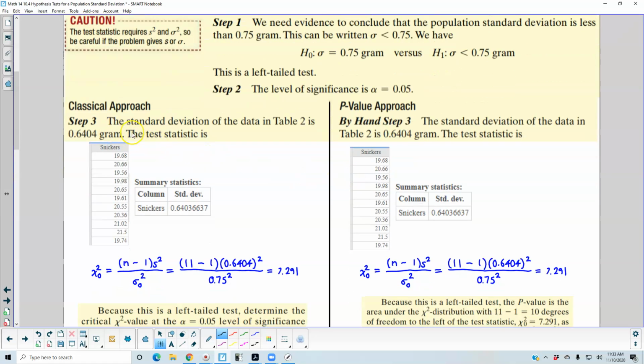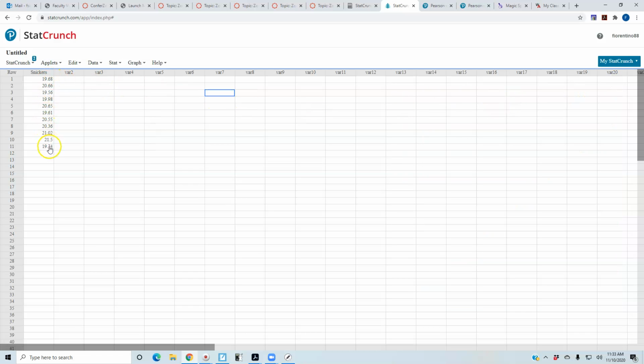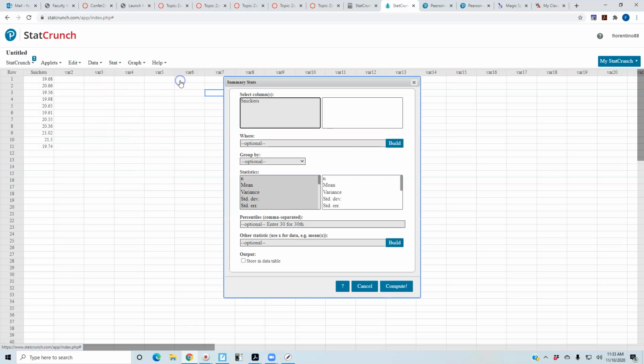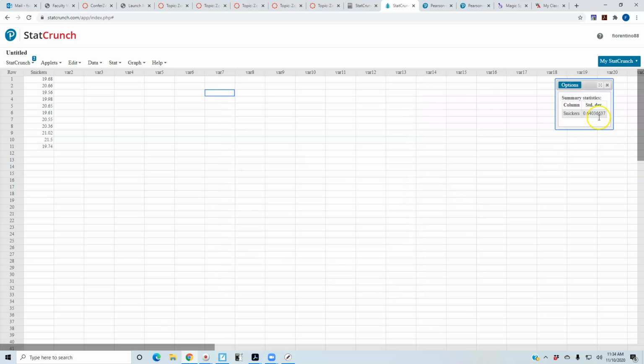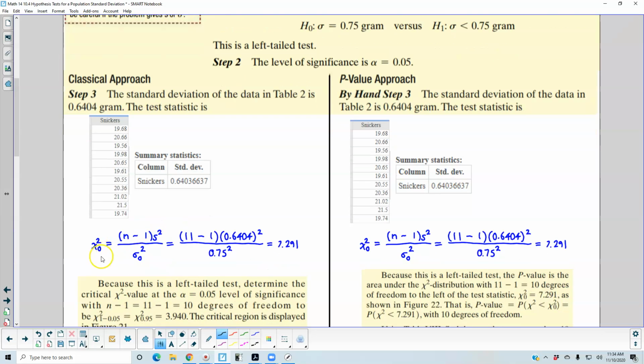Now, step 3, the standard deviation of the data in table 2 is 0.6404 grams. So how do we figure that out? Well, if we go back to StatCrunch, we put in our data, and then we go to Stat, then Summary Stats, and then select Columns. Then we select the column that we want, which is Snickers, go to Standard Deviation, select Compute, and then we can see what our standard deviation is, and you can see it's back here in this figure. So now we're going to use the formula for the test statistic.